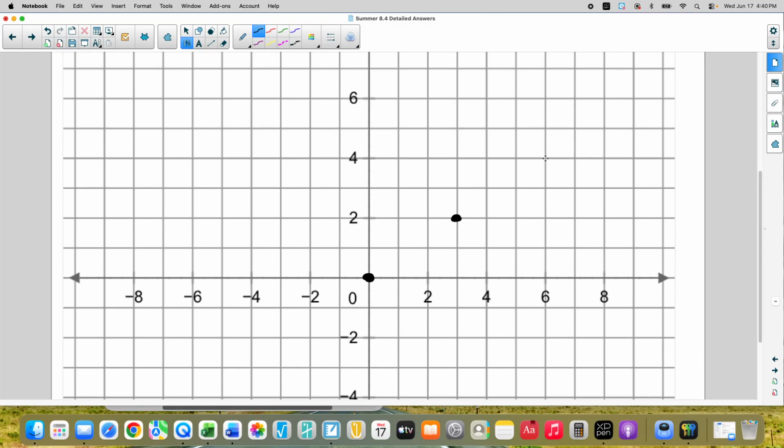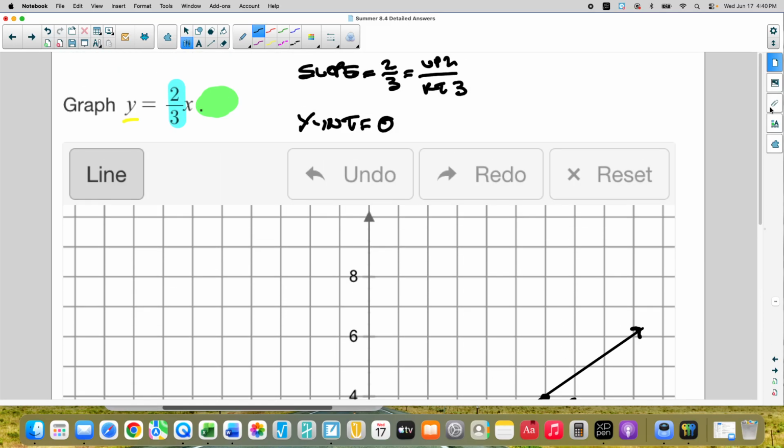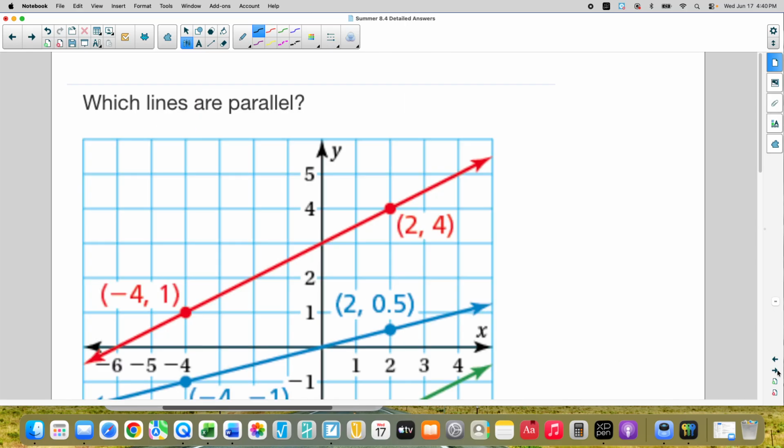Up 2, right 3. And let's connect those dots. Oh, that was nice. That was really good. Make arrows. Label my points 0, 0. We have 3, 2, and we have 6, 4. That's pretty quick. So that's a nice way of showing how to graph those relatively quickly if you know what you're doing. Since it's in slope-intercept form, I don't really have to do much here.